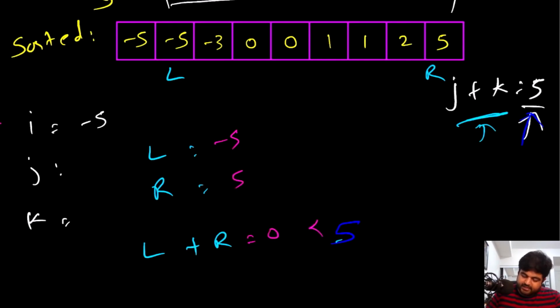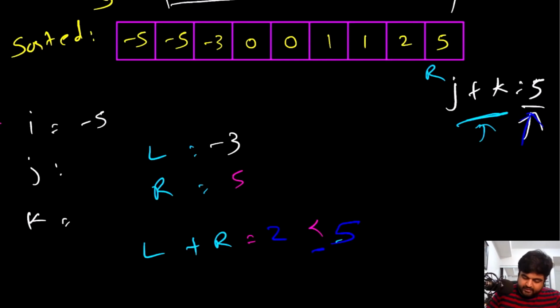0 is actually less than 5. Because 0 is less than 5, we will have to update the value of our left pointer to go one step to the right. So now the current left pointer is -3. If we do -3 plus 5, the value we get is 2. 2 is still less than 5. So because 2 is less than 5, again we are going to update our left pointer.